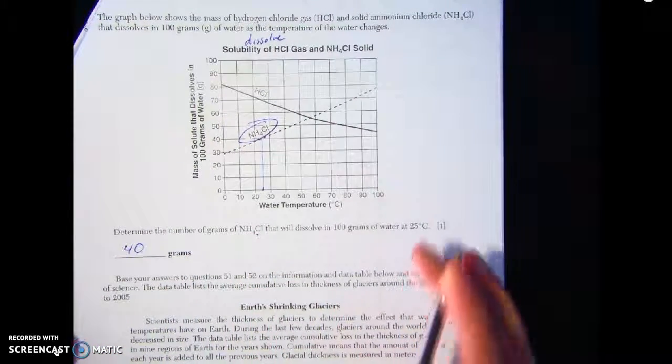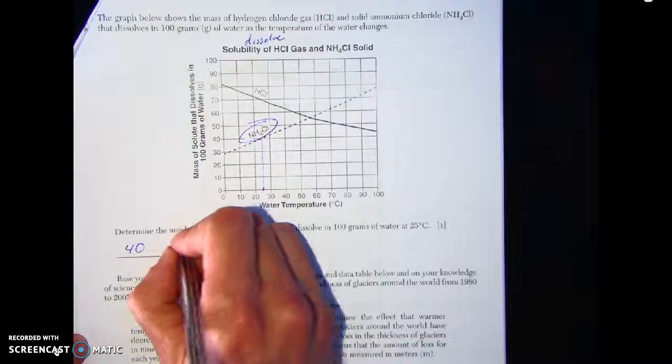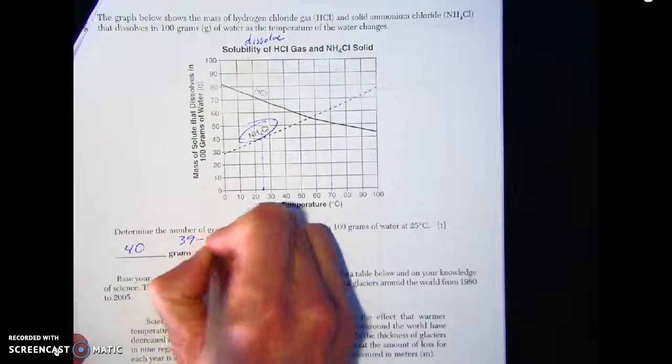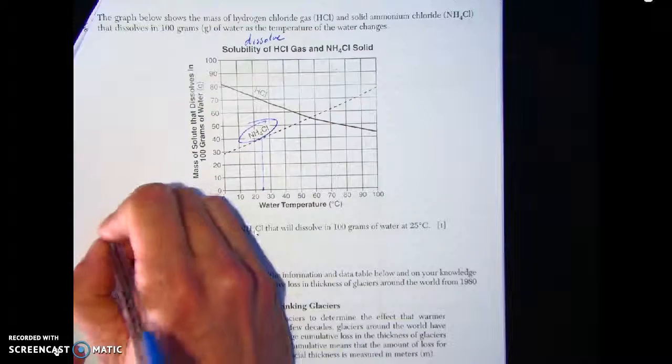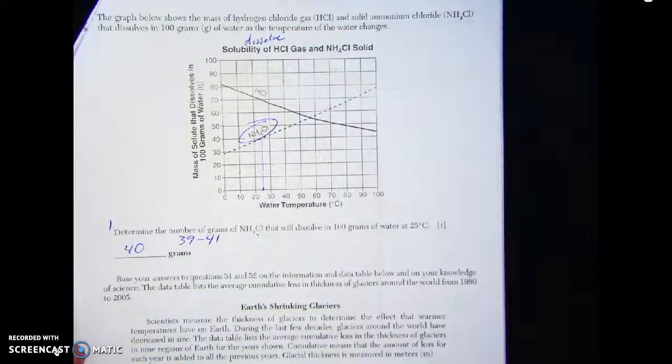Now, as far as acceptable answers go, if you were between 39 and 41, that's okay. If you had 38 or 42 or anything else, that would not be okay. So if you were between 39 and 41, you could give yourself the credit there. You would get the point.